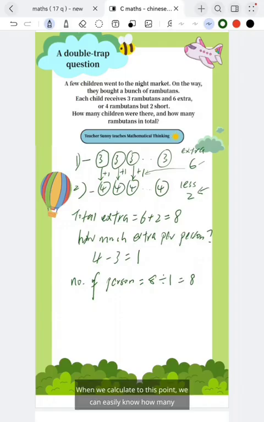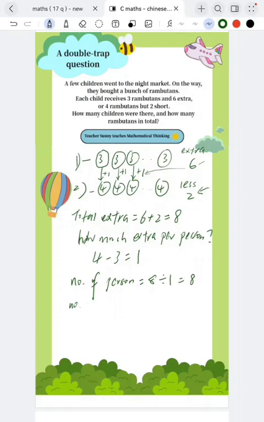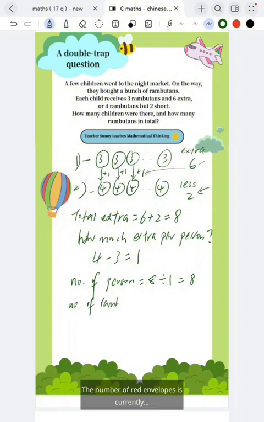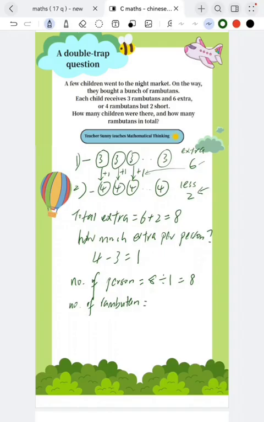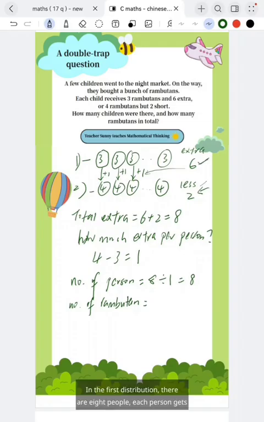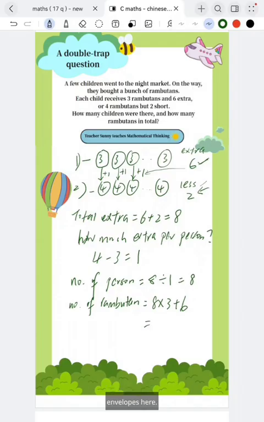When we calculate to this point, we can easily know how many red feather arrows there are. So how many red feather arrows are there? We can use either the first or the second distribution to calculate this. Let's use the first distribution. In the first distribution, there are 8 people. Each person gets 3 red feather arrows, and there are 6 left over. Alright, so we can conclude that there are a total of 30 red feather arrows here.